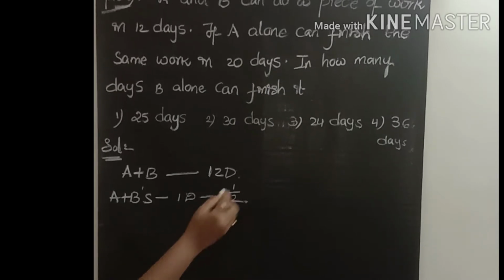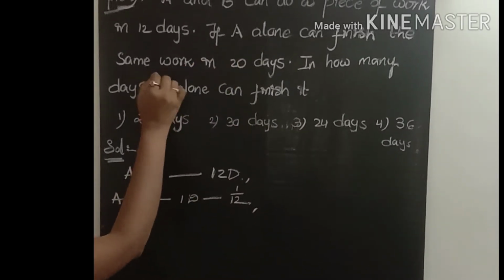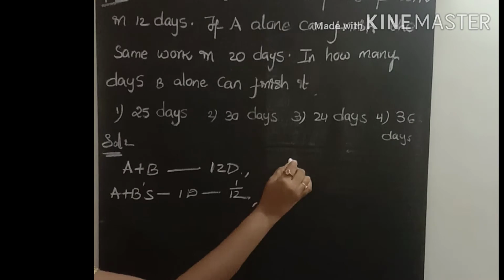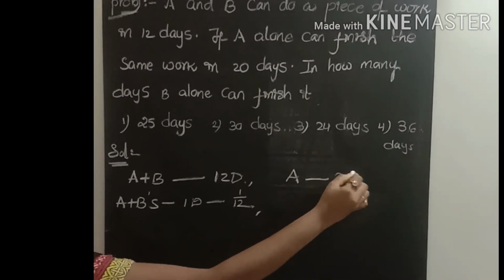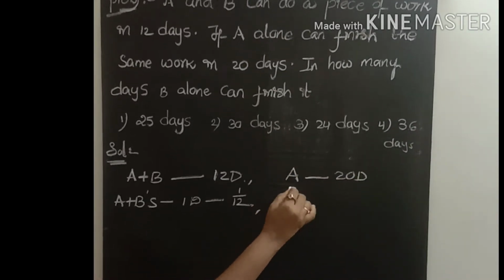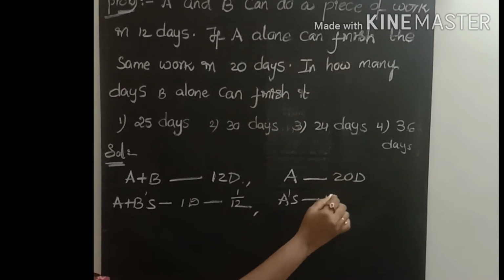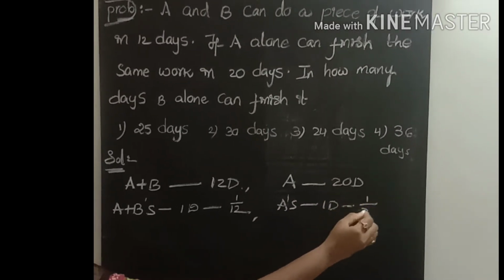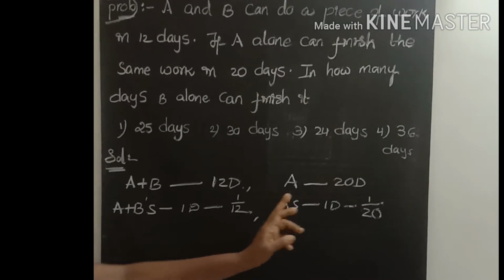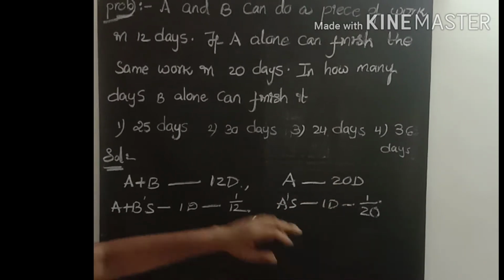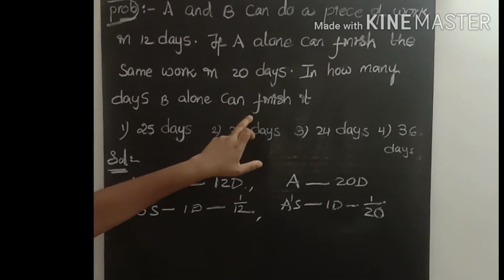And the next condition: A alone can finish the same work in 20 days. That is A's 1 day's work. A's 1 day work is equal to 1 by 20. Now, in how many days can B alone finish the work?